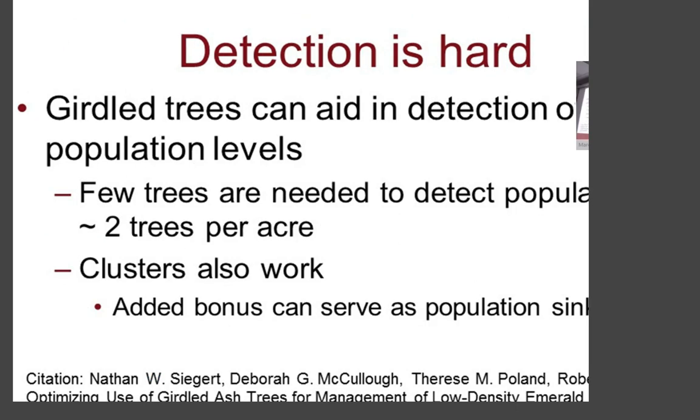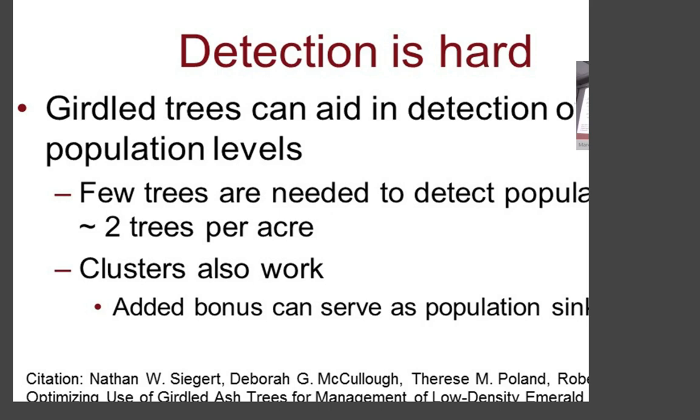Also, detection is hard. EAB hung out in Michigan for a while before we fully understood the impact. So detection is hard for this species, and in some studies in Michigan, in Midland County, they were working in an area where they thought EAB was present. It was generally thought to be at low population levels. There were no symptoms or signs or visual decline of green ash in this system. But they thought, I bet it's here, we're just not seeing it yet.